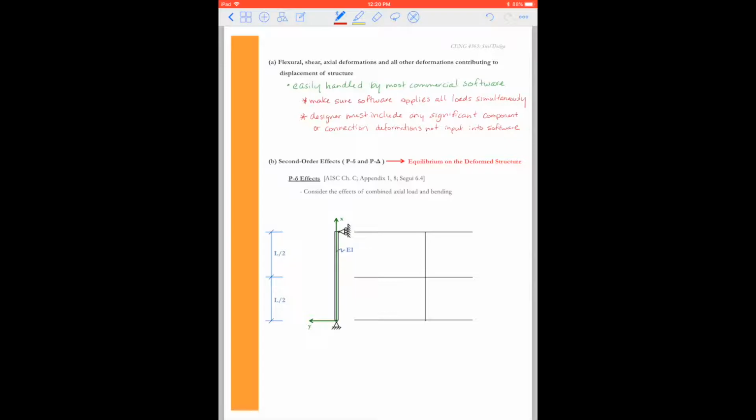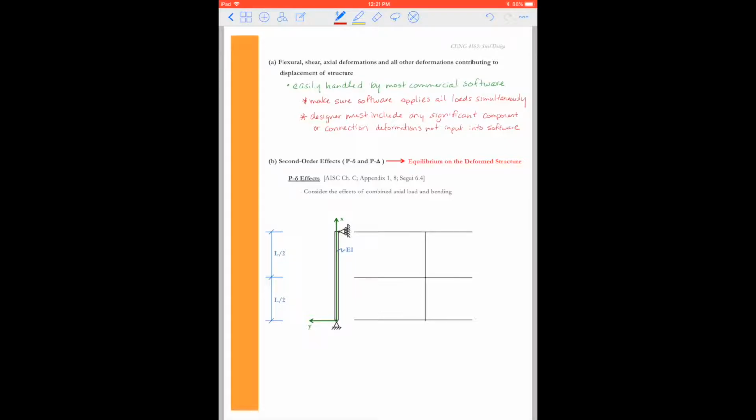When we move to item B, we talk about second order effects. And here I'm going to emphasize we want to do equilibrium on what we call the deformed structure. So what is the deformed structure? Well, we have 2 types of deflections, little delta and big delta. First, P little delta effects are basically extra deflections on the member level.